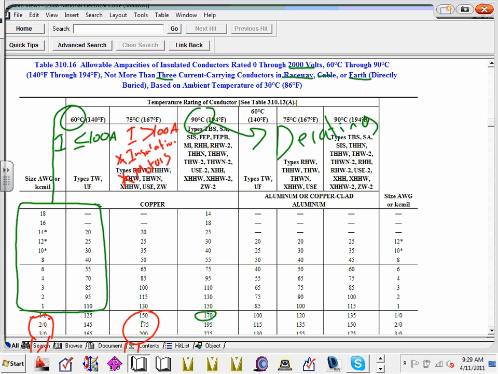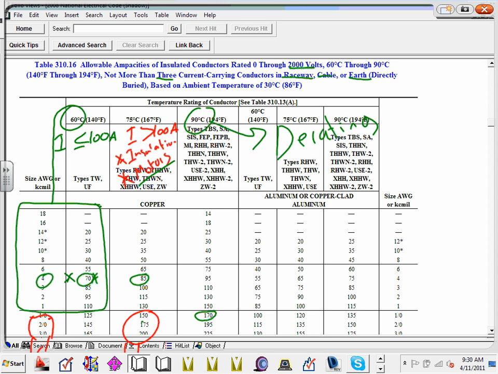Let's take number 4. Number 4 can carry 70 amps under normal conditions. Can I make number 4 carry 85 amps? No, because number 4 shall not carry more than 70 amps. There's one exception: motors. That's why a lot of machines that have motors use the exception.